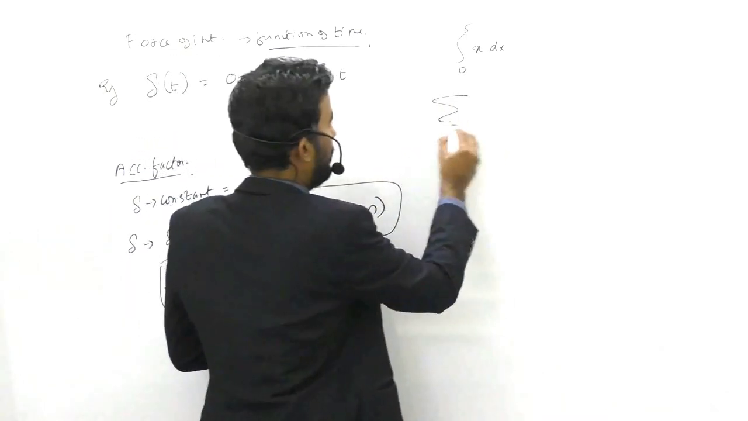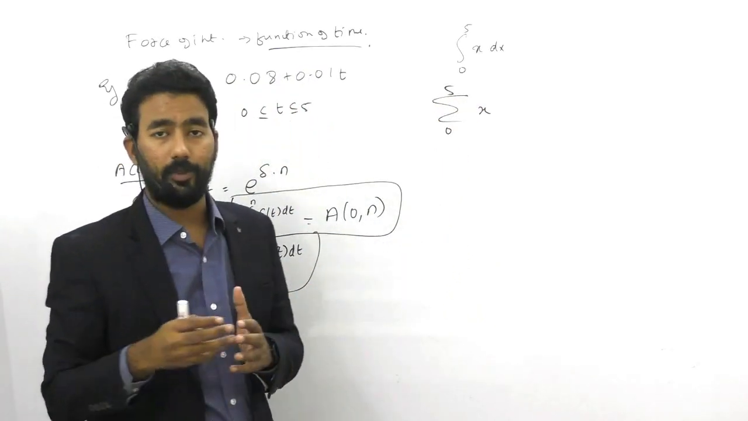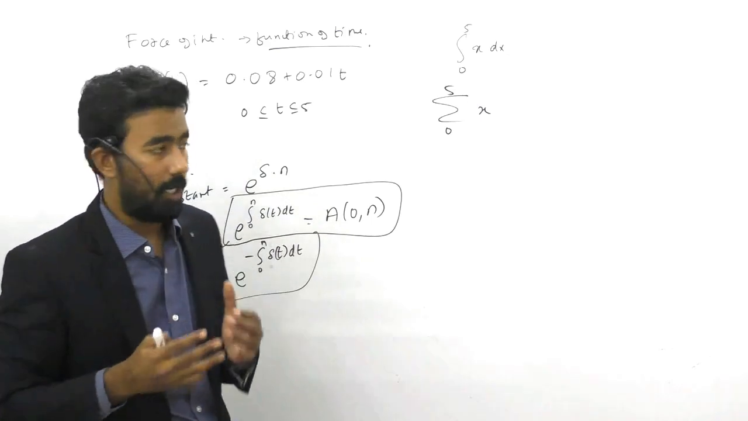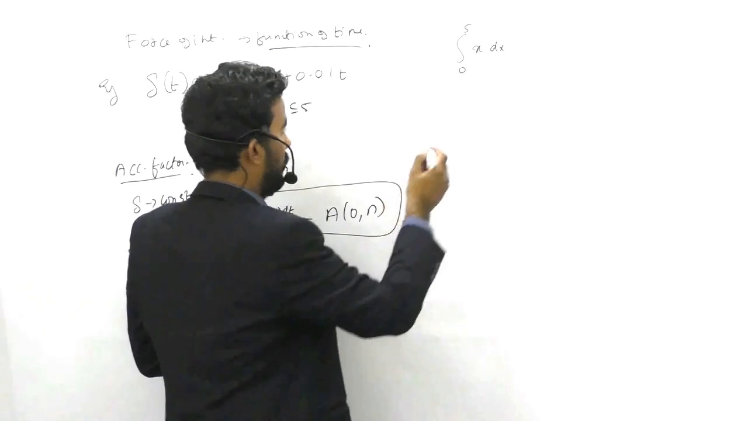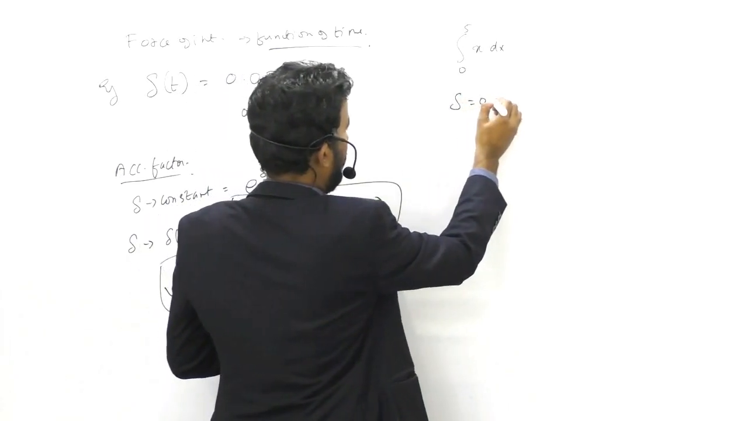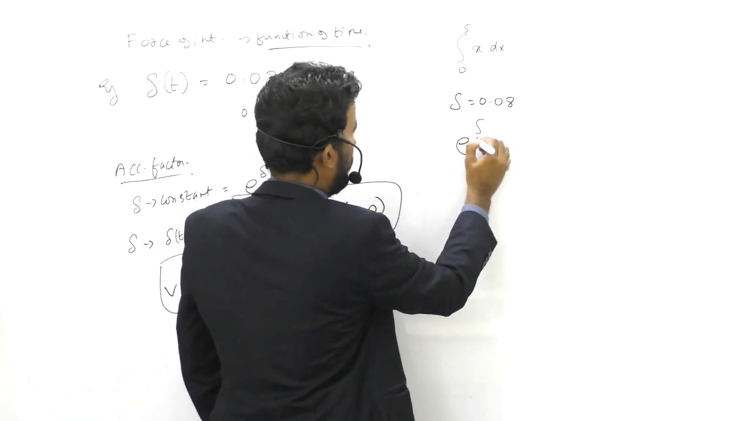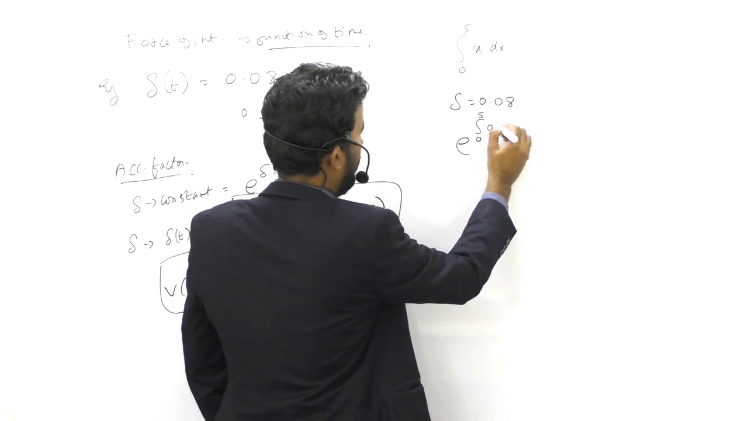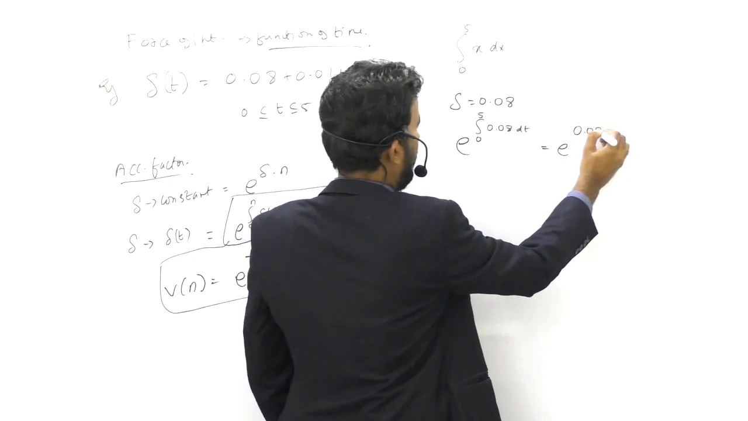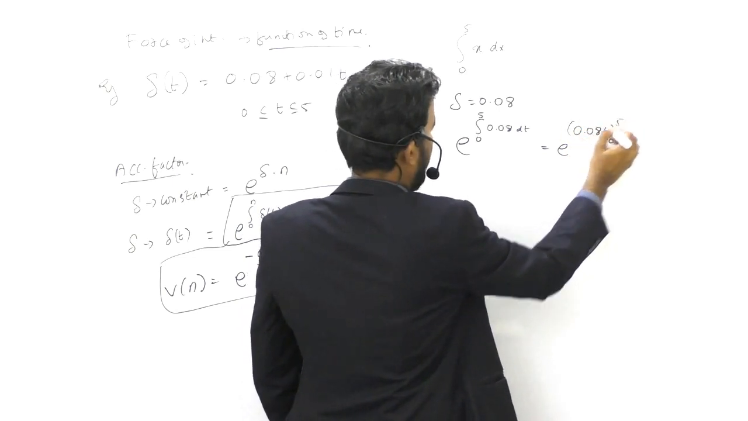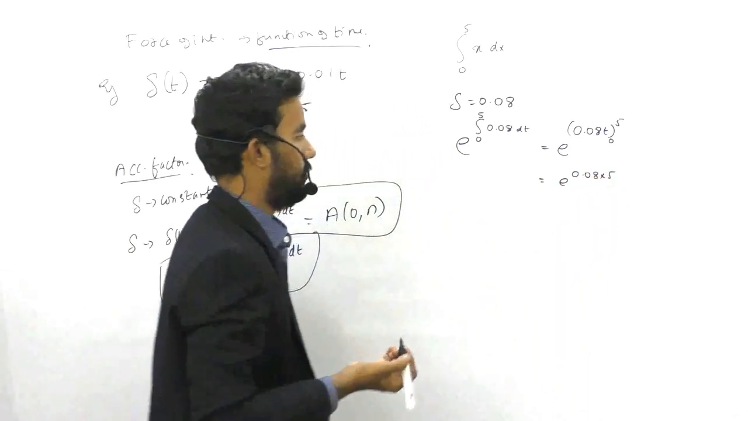When you do summation of x from 0 to 5, summation adds up your function over a discrete range. Integration adds up a function over a continuous range. So now when you integrate, you are basically adding up. Let's say if my delta was 0.08, just a constant, and I do e raised to the integration from 0 to 5 of 0.08 dt, I would get my answer as e raised to 0.08 t from 0 to 5, which is e raised to 0.08 into 5. This is the answer I got.